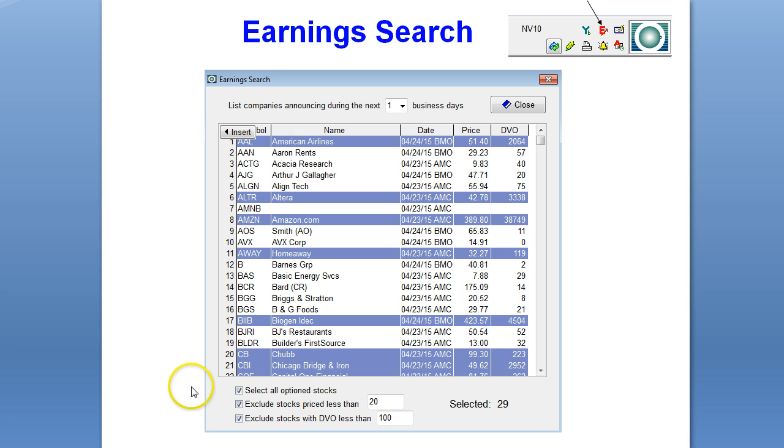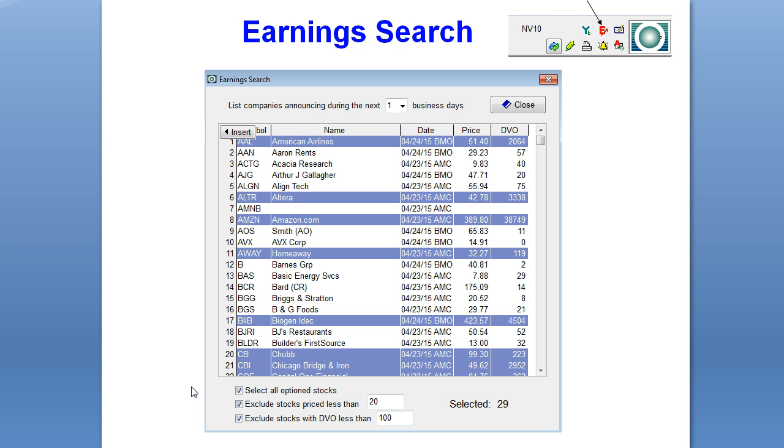You can select all option stocks, exclude stocks priced less than a certain number, and you can exclude stocks with a DVO, dollar volume of options traded, less than a certain number. Now I just put 100 there. You could bump that up to 1,000, and then that would be $1 million effectively.